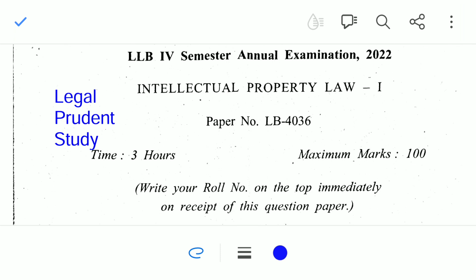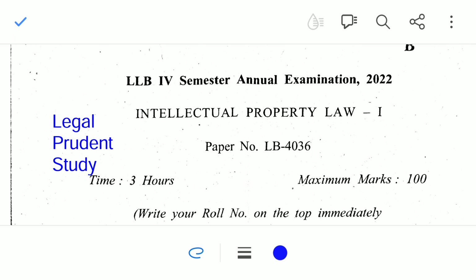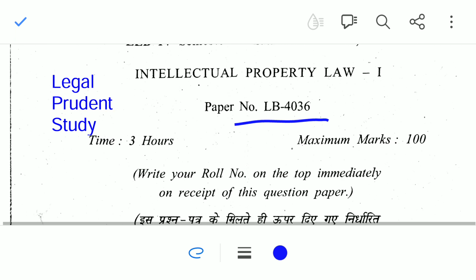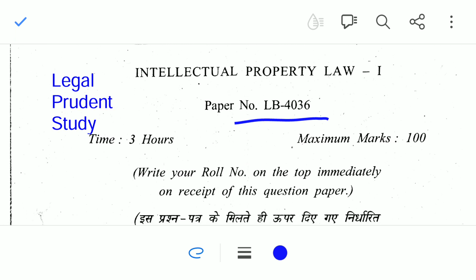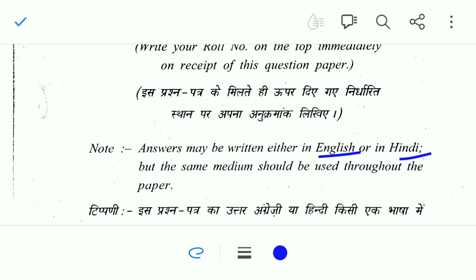Hello everyone, there is a confusion regarding the LLB fourth semester Intellectual Property Right question paper pattern. So in this video, there is a quick revision of the fourth semester LLB question paper of the annual examination 2022, Intellectual Property Law, LB 4030. Everyone knows it is 3 hours, 100 marks, and you have to choose either Hindi or English and write throughout the paper in that language.